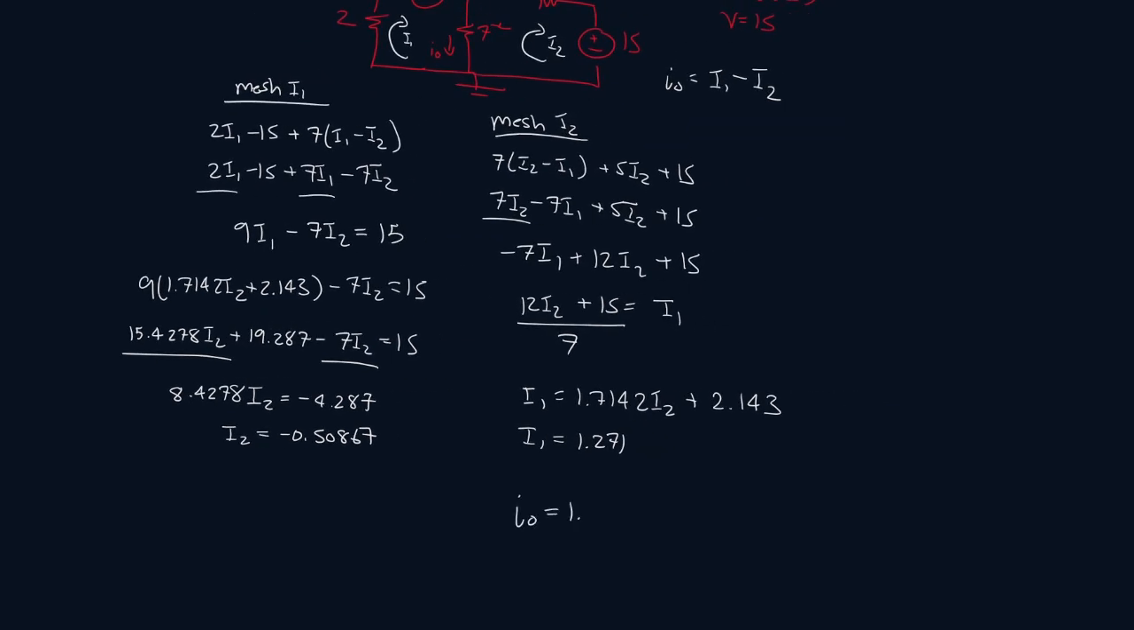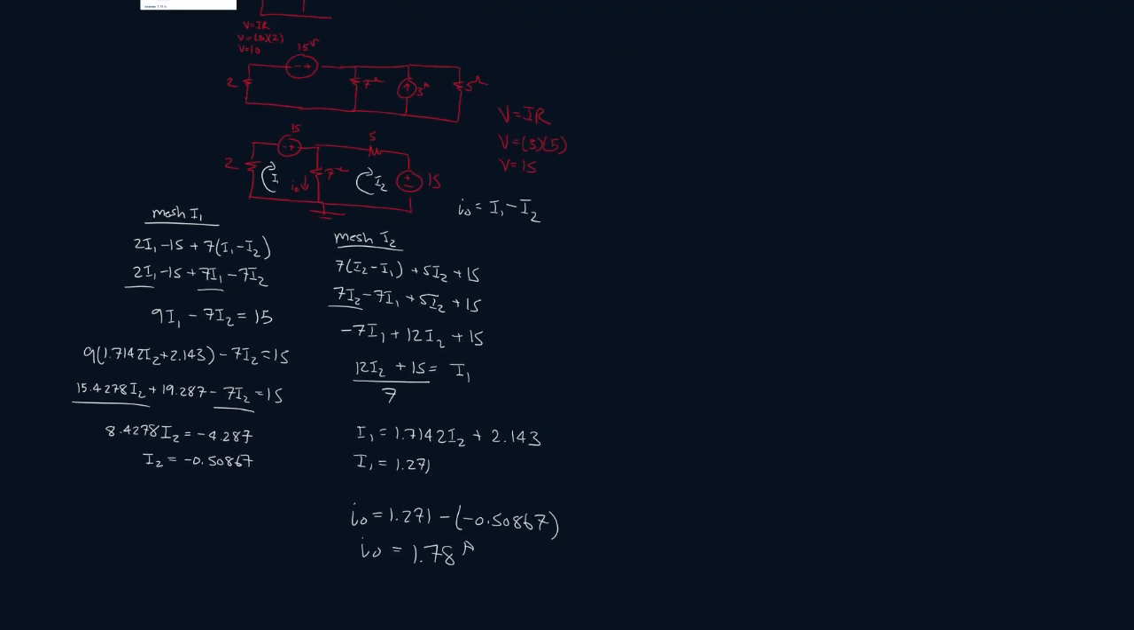Now we can find IO. IO will be 1.271 minus minus 0.50867, and that gives me 1.78 amps. And that's your final answer.